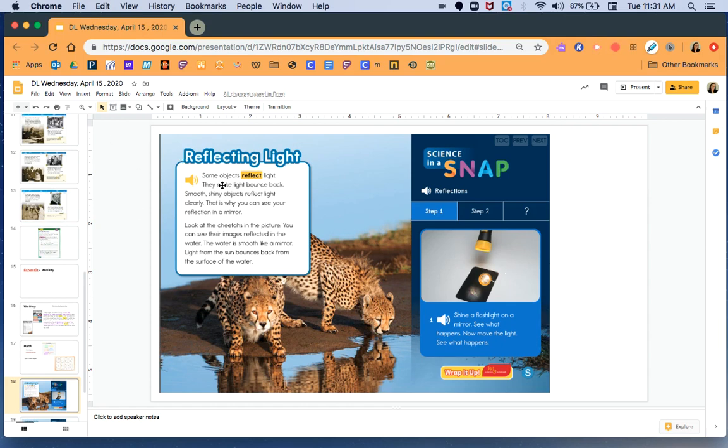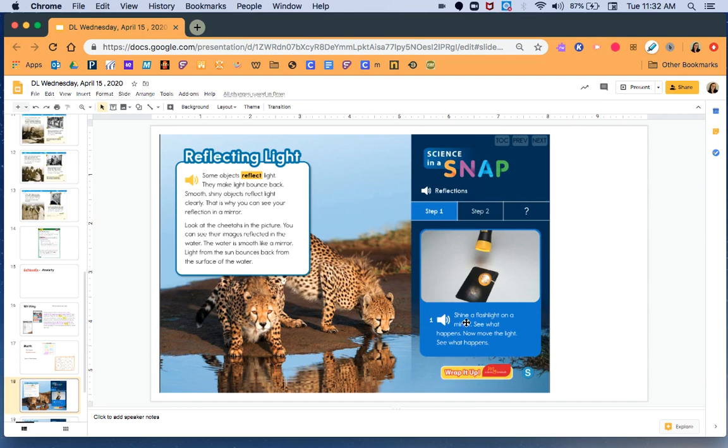So, reflecting light. Some objects reflect light. They make light bounce back. Smooth, shiny objects reflect light clearly. That is why you can see your reflection in a mirror. Look at the cheetah in this picture. You can see the images reflected in the water. So what can I assume? Is this water rough or smooth? If I go back to the text, it says it has to be a smooth object for it to reflect. So this water would be smooth. The water is smooth like a mirror. Light from the sun bounces back from the surface, which is why the cheetahs can see their reflection.